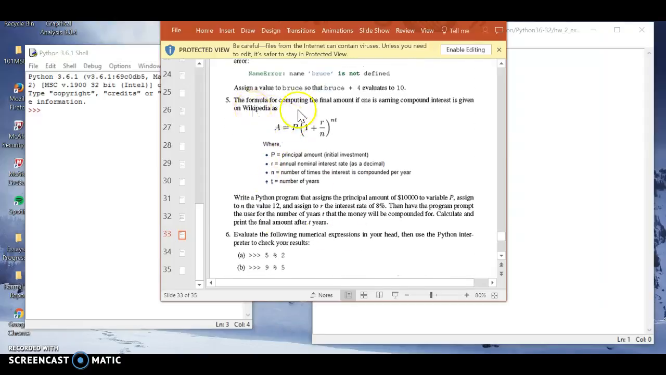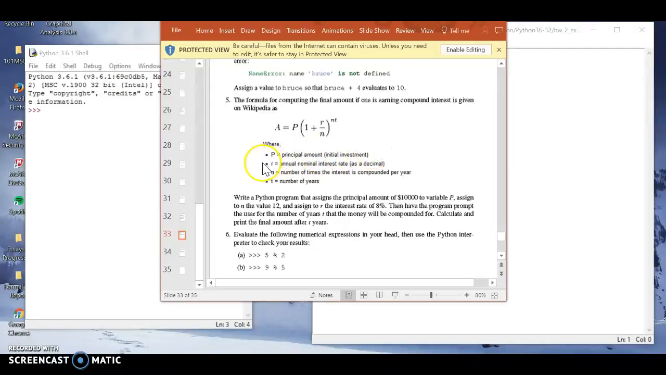And number 5 is simply asking us to write a Python program which assigns the principal amount of 10,000 to the variable p, assigns n the value 12, and assigns the interest rate r to 8%, and then has the program prompt the user for the number of years t that the money will be compounded for, and print the final amount after t years. So first off, it gives us the formula that we're supposed to use.